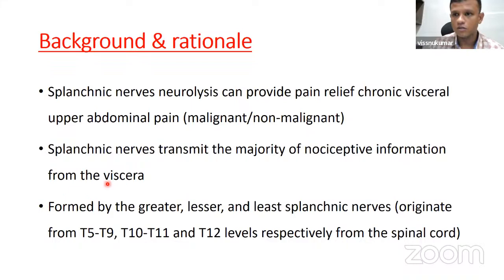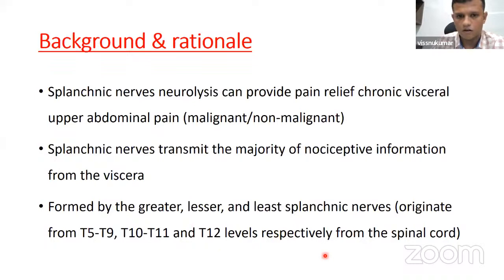The autonomic nervous system, that is the sympathetic nervous supply of the organs, we'll be seeing in the next slide. And this splanchnic nerve is formed by the greater, lesser and least splanchnic nerves. The greater is from the T5 to T9 segments. Lesser is from the T9 to T11 segments. And the least is from the T12 segment, respectively, from the spinal cord.